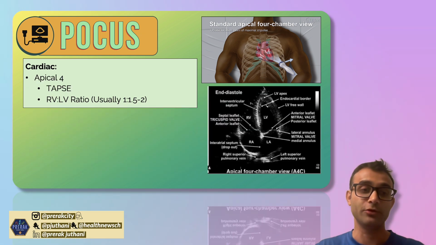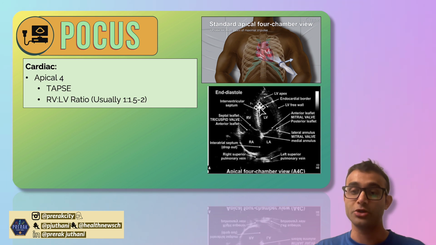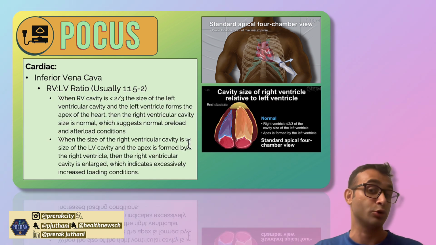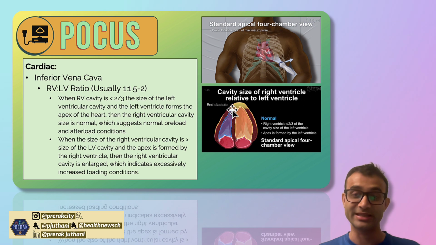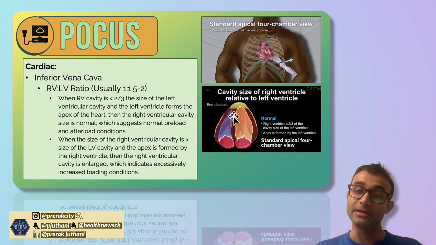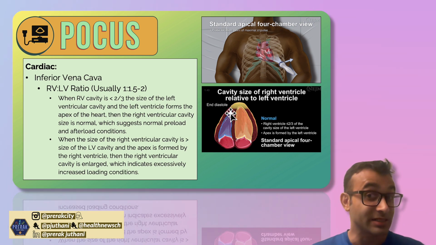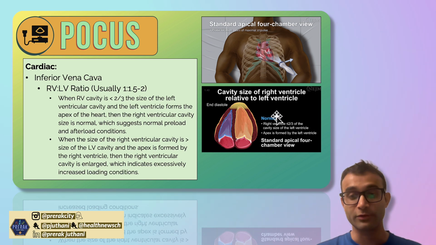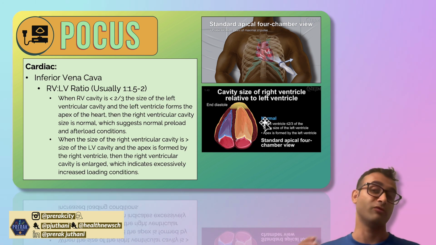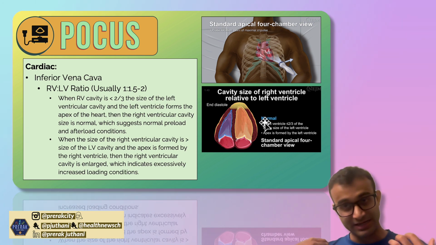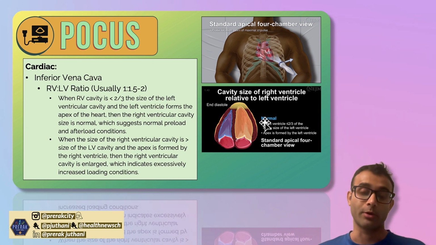Interestingly, also, if you do the apical 4 view, you should see that the apex of the heart is made up of the left ventricle. It should not be made up by the right ventricle. But if patients do have right ventricular hypertrophy, you'll see that this apex ends up being made by the right ventricle. And again, that's a sign that it's not normal. Usually for a normal heart, the right ventricle should be less than 2/3 the size of the left ventricle, and the apex should be formed by the left ventricle. And if that's not the case, then you know that there's something abnormal.